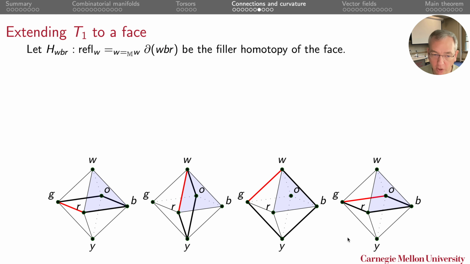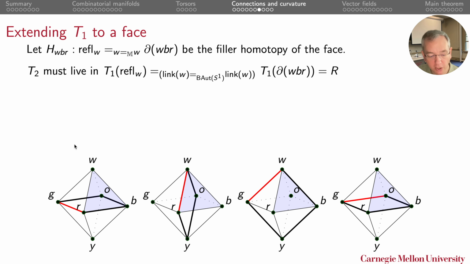Now that we've looked at the loop, we can look at the face. So if we were to extend T1 to this one face, WBR, then we would need to think like the following. First of all, the face is a filler of some kind. It's a path, a two-path, from Refl W to the loop. Let's give that the name HWBR, H for homotopy. So it's a two-path that fills this in.